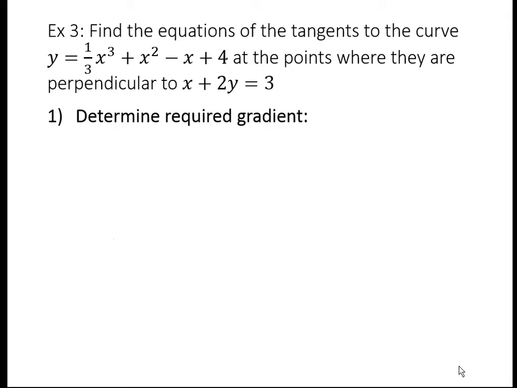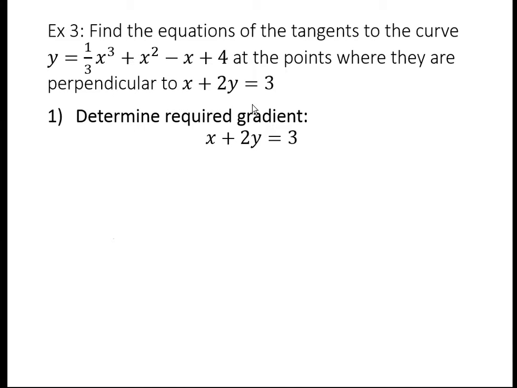So we do notice this is an important piece of information here. We're looking where it's perpendicular to this line here, x plus 2y is equal to 3. That's kind of code for where the gradients of the tangent are what. So let's have a look at this equation here. X plus 2y is equal to 3.